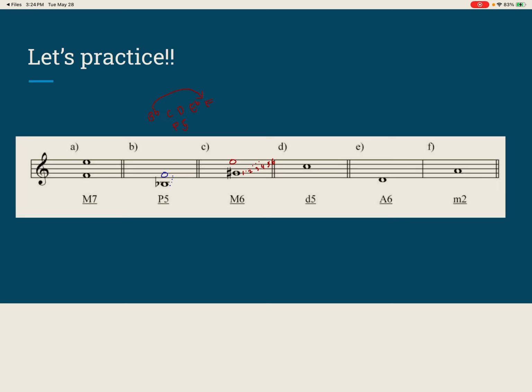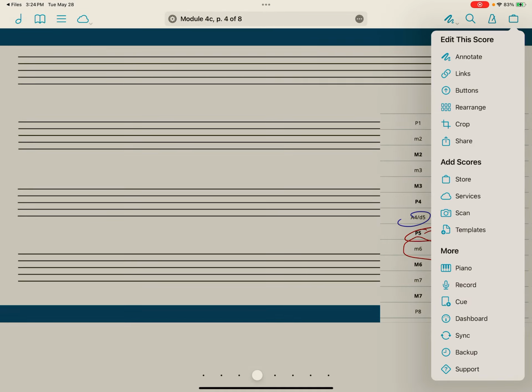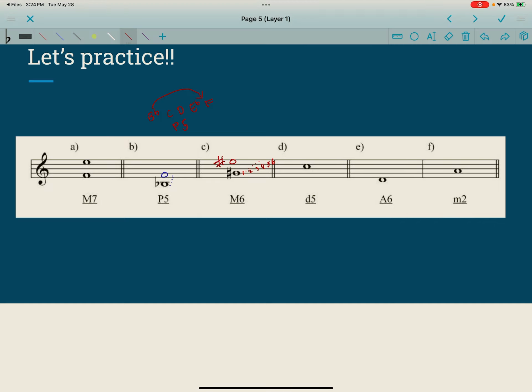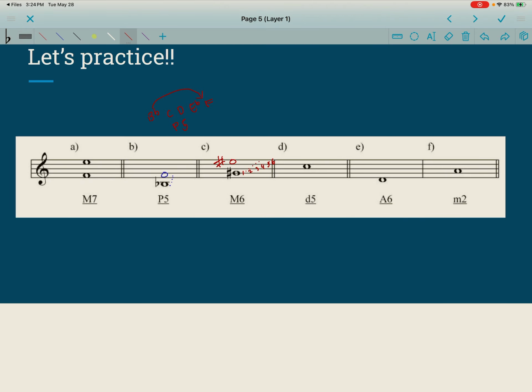And if we have 8 half steps, let's double check. 8 half steps is a minor sixth. Therefore, to make it a major sixth, we need to have 9 half steps. So this has to be an F sharp. So that's how I figured it out. I looked at what I had already, right? And I know that I had 8 half steps originally. So you know that you need to add that sharp because you want it to be, it's telling you what quality it wants it to be.